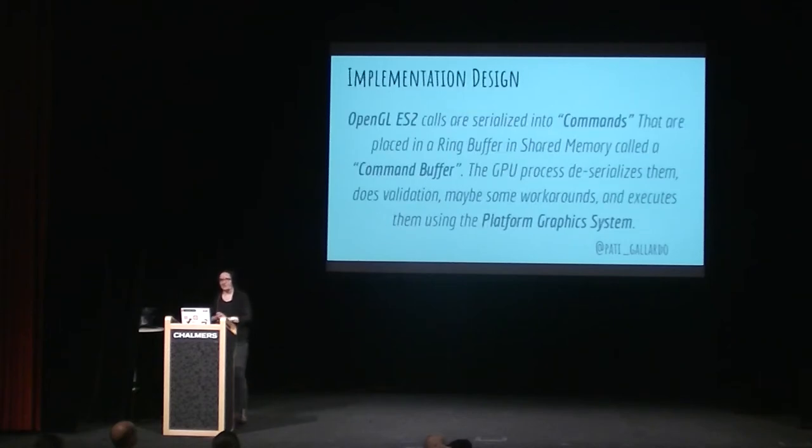So, implementation design, moving down levels here. You have this emulation of OpenGL ES2, but you are now in a different process. So these calls are serialized into something they call a command. These commands are placed in shared memory, which is kind of like a ring buffer, and they call this a command buffer. So basically, you put commands in a command buffer in shared memory. All of the clients will have this, and I'll show a little picture. Then the GPU will deserialize these commands, do validation, maybe workarounds, maybe compensate, whatever they want to do, and then finally do the actual call to the platform's graphics system.